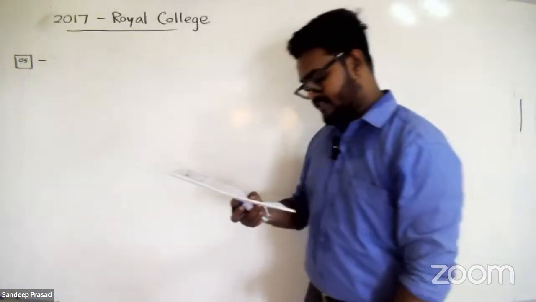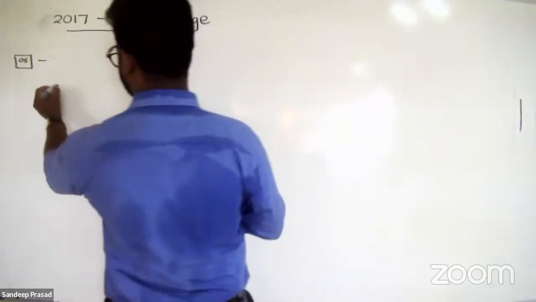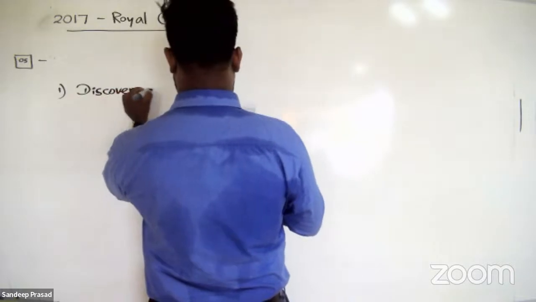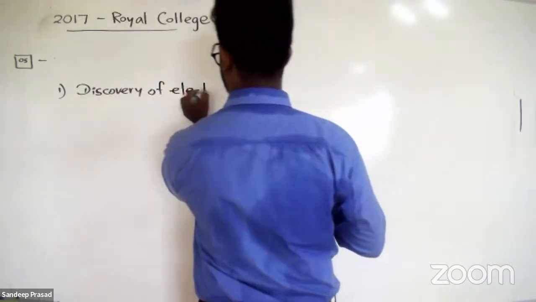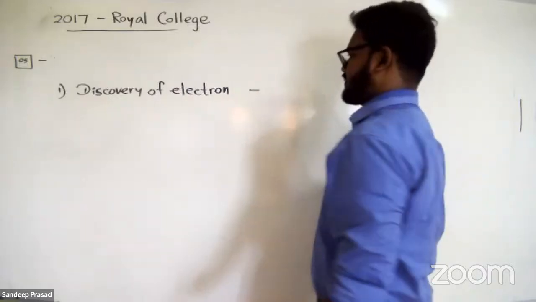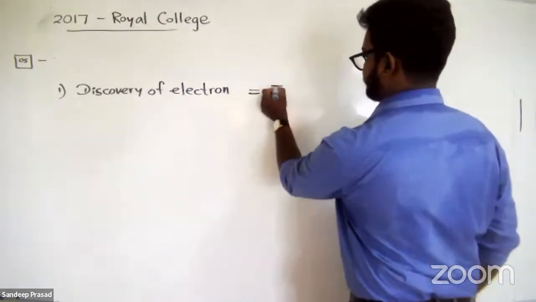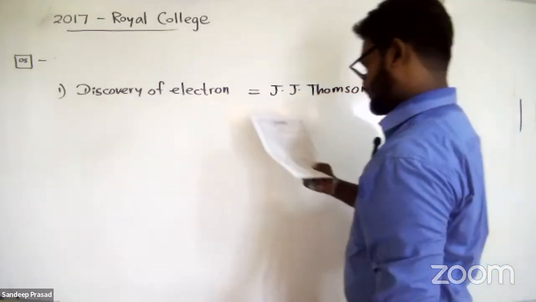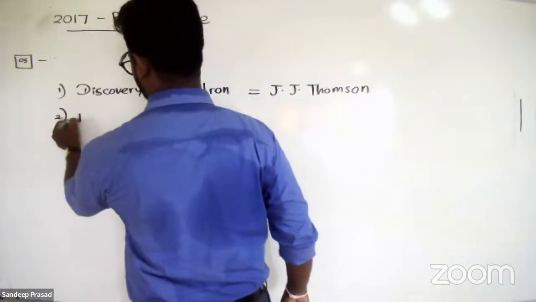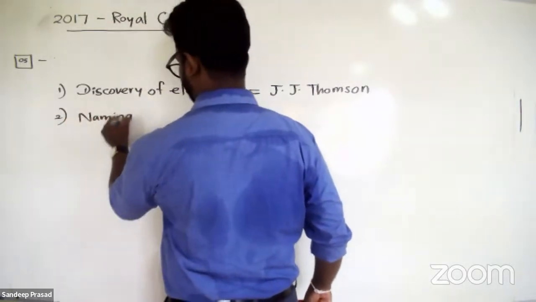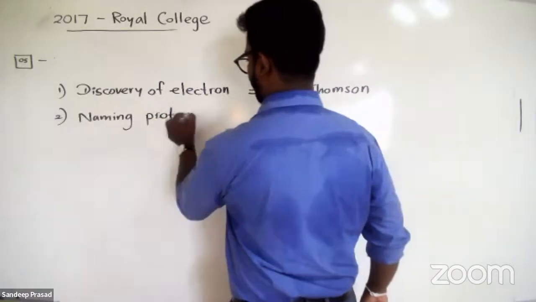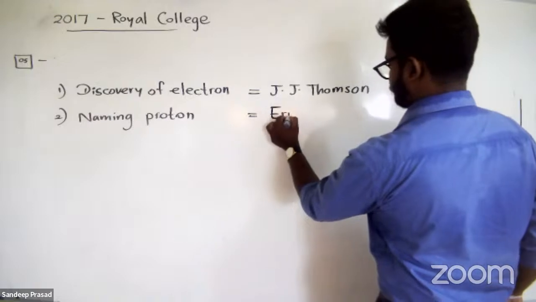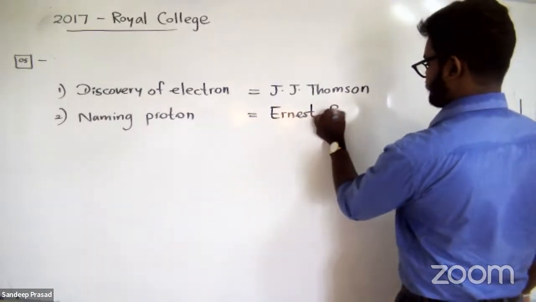Question number 5. The first statement they have given: discovery of electron. Who discovered the electron? J.J. Thomson. Next one, naming proton. Who named proton? Ernest Rutherford.